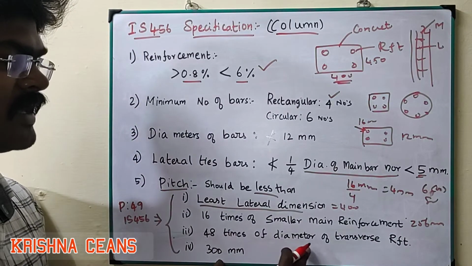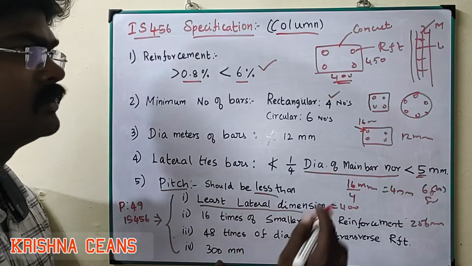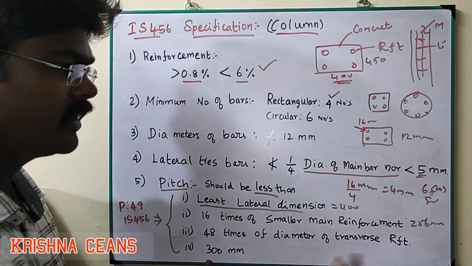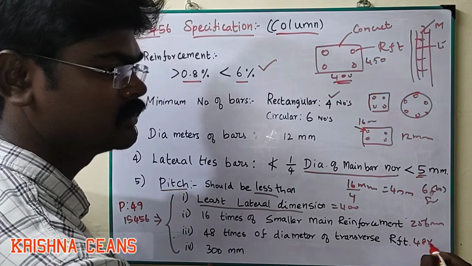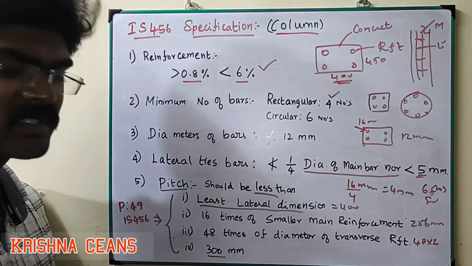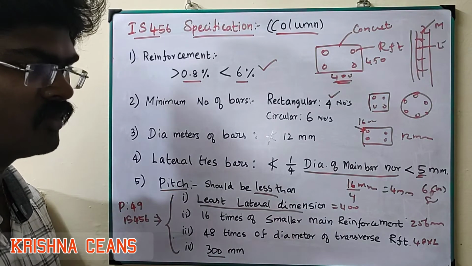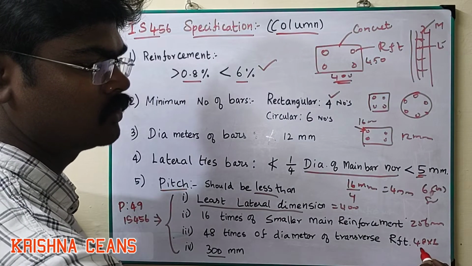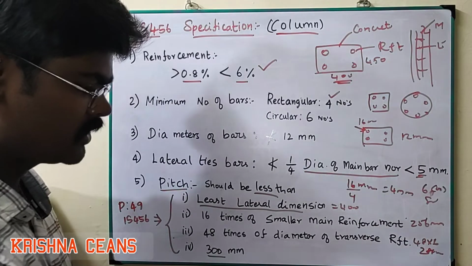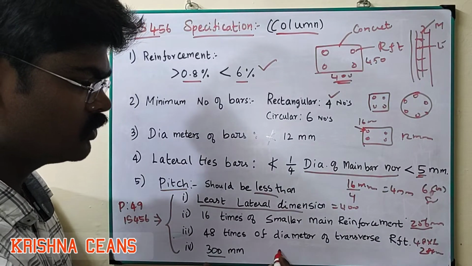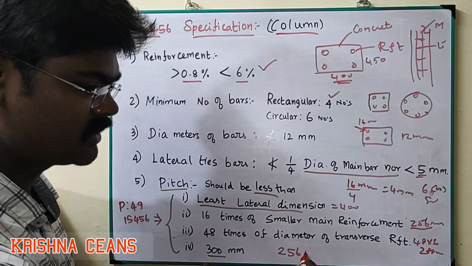Then 48 times the diameter of transverse reinforcement. These lateral ties we also call transverse reinforcement. 48 into 6. Okay. Another term is 300 mm. So among the four, which is the least, 6 into 4, 240, 288 something. Among these four, 256 is the minimum. So the pitch distance is 256 mm.